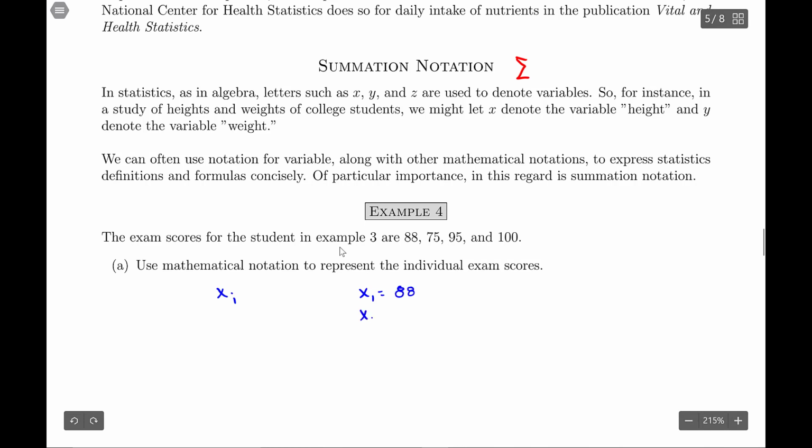If I look at X sub 2, it's the second score in the set, which is 75. X sub 3 is the third score in the set, so it's 95. And then X sub 4 is the fourth score in the set, which is 100. And that's it. That's all that sub i means, is how many values there are in the set. In this case, we have 4 values.